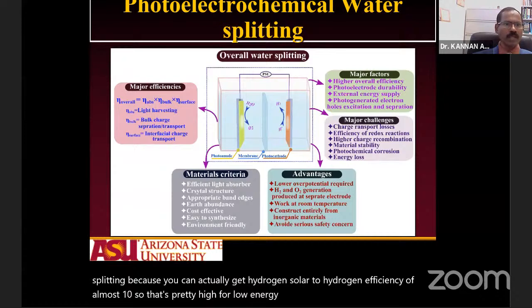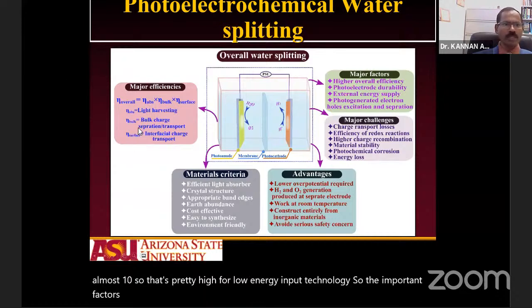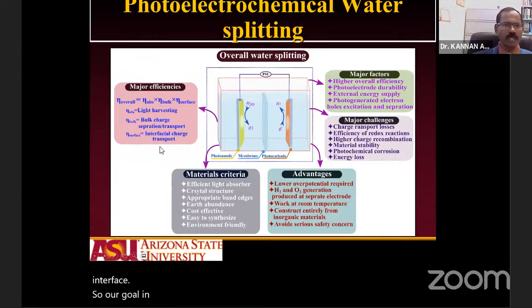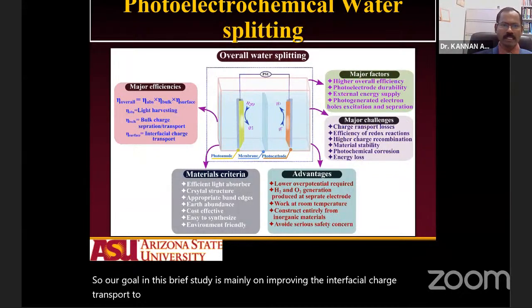So the important factors are the efficiencies, including absorption, bulk, and also surface, light harvesting, and charge separation, and also charge transport across the interface. So our goal in this brief study is mainly on improving the interfacial charge transport by reducing the resistance.